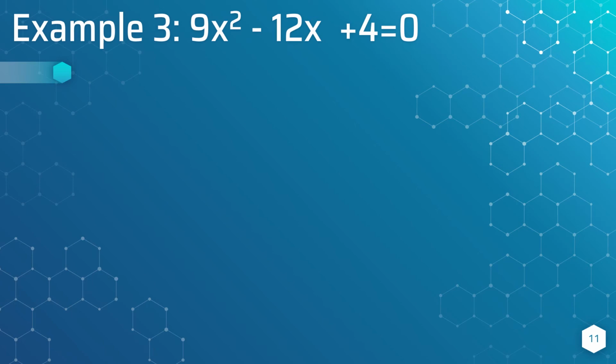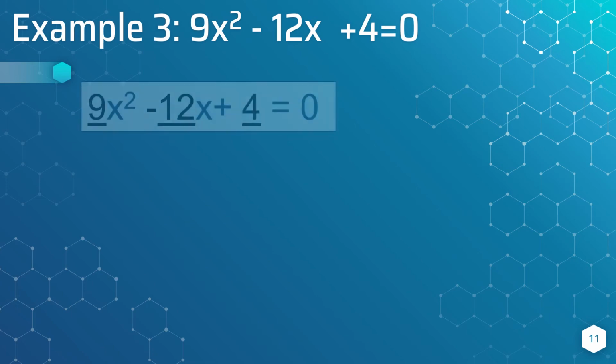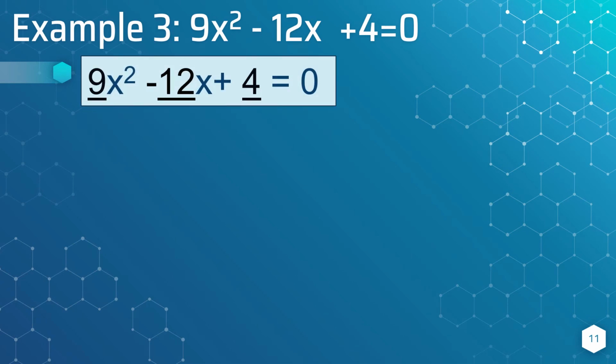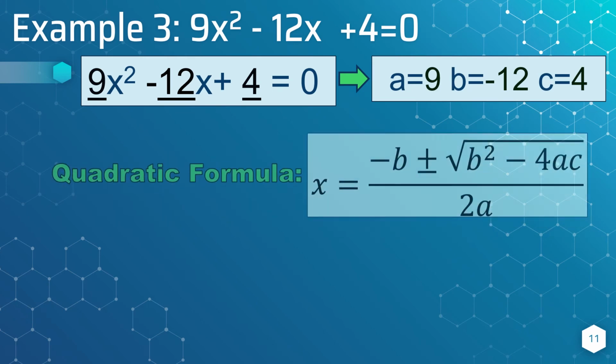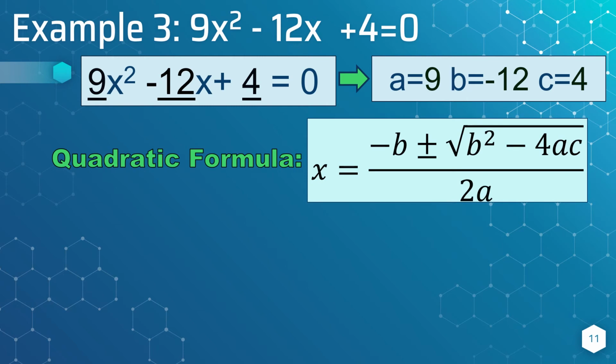Let us now have our third example. First step, write the equation in its standard form. As you can see, 9x squared minus 12x plus 4 equals 0 is already in its standard form. We will now proceed to the second step, which is identifying the values of a, b, and c. From the equation, we have a is equal to 9, b is equal to negative 12, and c is equal to 4. Then, for the third step, write the quadratic formula. x equals negative b plus minus square root of b squared minus 4ac all over 2a.